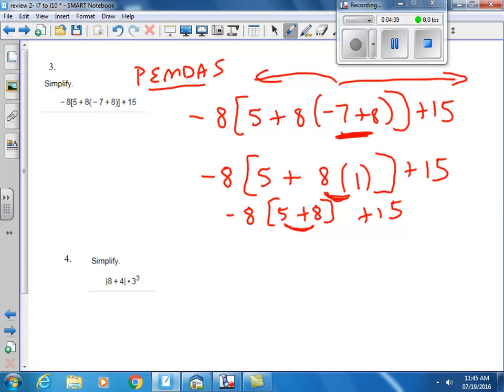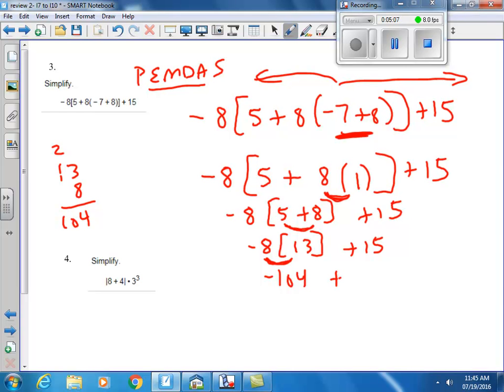So 5 plus 8, 13. And then you have to ask yourself, how is 8 connected with 13? By multiplication. So you want to take care of this multiplication. If you have to, go off on the margin. Never mess up your thoughts. So go off on the margin and take 13 times 8. 104, but it's going to be negative, right? Because a negative times a positive is a negative.